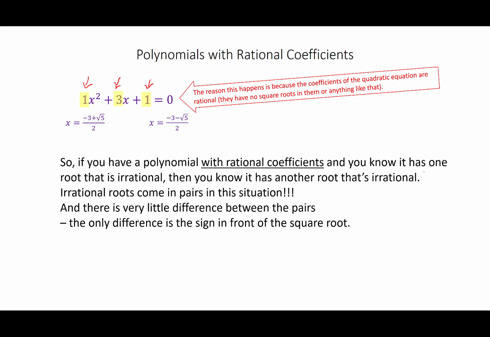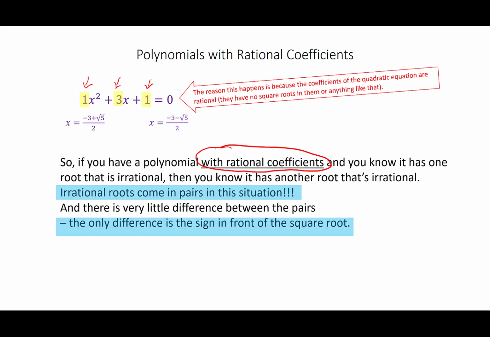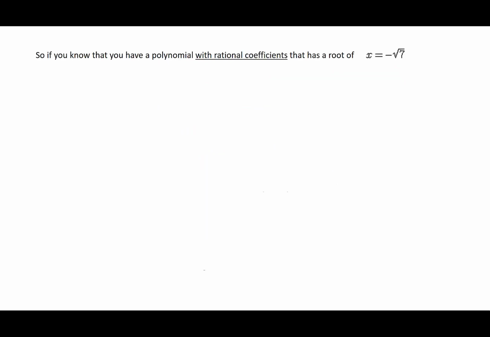The key thing is when you do have such a polynomial, and again, it has to have rational coefficients, if one root is irrational, there's got to be another one. They come in pairs. And the only difference is going to be the sign in front of the square root. So if you know that you've got a polynomial with rational coefficients and it has a root of negative the square root of 7, the key thing is that's irrational, which means the square root is what makes it irrational. You know, it also has its pair, its twin, except one's positive and one's negative. That's also going to be a root.